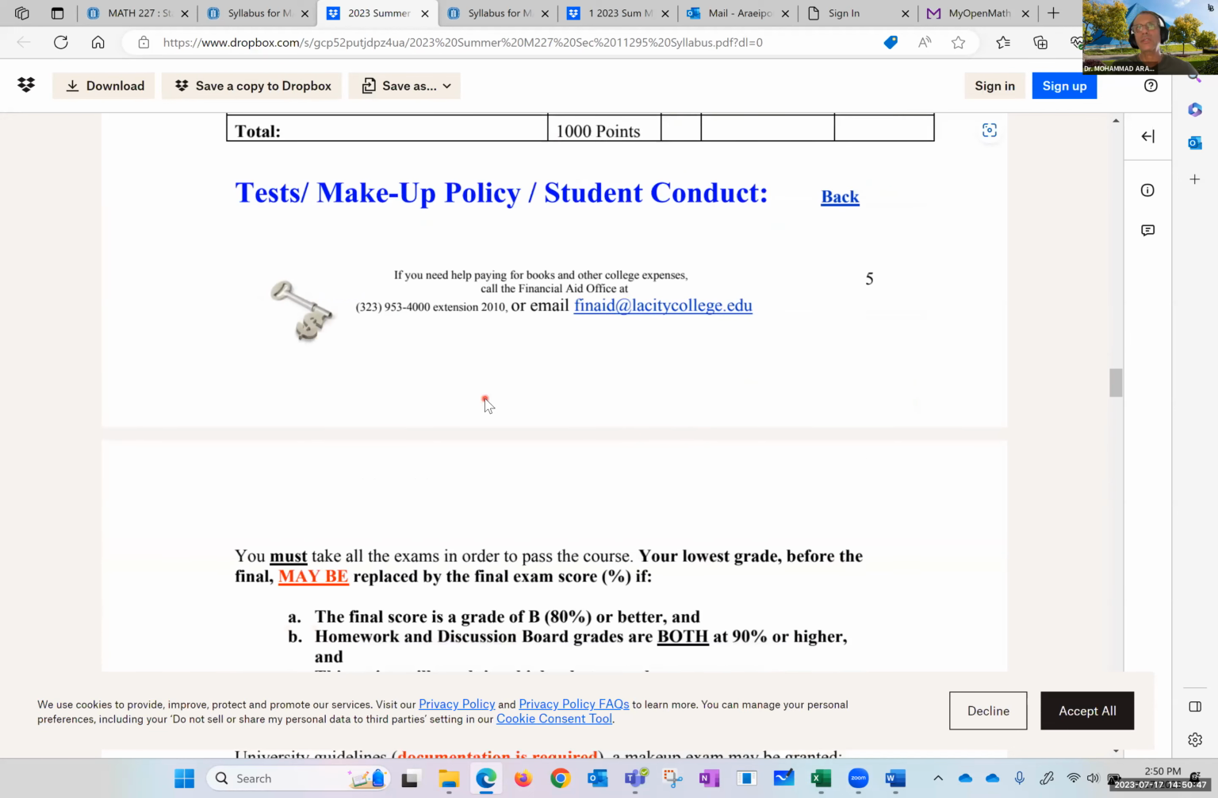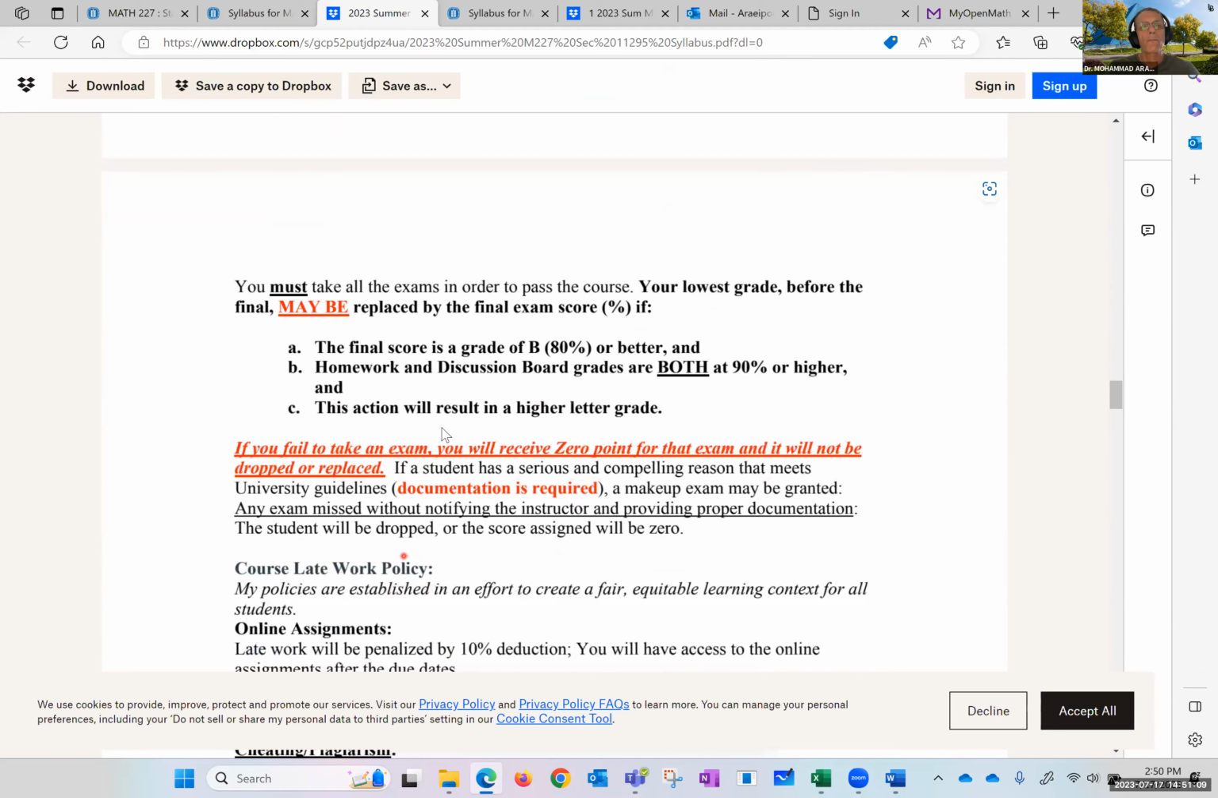There is no makeup policy because you have plenty of time to take the exam, and I've set it up for Saturday, so you will be relaxed to take the exam. If something comes up and you let me know in advance, I do my best to accommodate you. But remember, it's ultimately up to you to do this in a timely fashion.